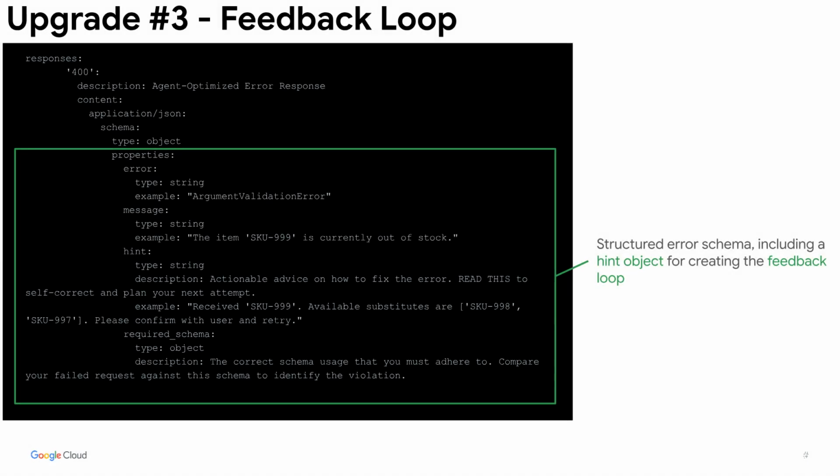Finally, for upgrade category number 3, we're going to implement a feedback loop. When an agent fails, it needs actionable feedback to self-correct. A generic 400 error really won't cut it. So we're going to implement a strategy of reflection and micro prompts. What we're using here is a very structured error schema, and one important portion is a hint object that tells the agent what went wrong, examples of substitutes, and the schema. So we're giving hints to the agent so it can self-correct in the next attempt.